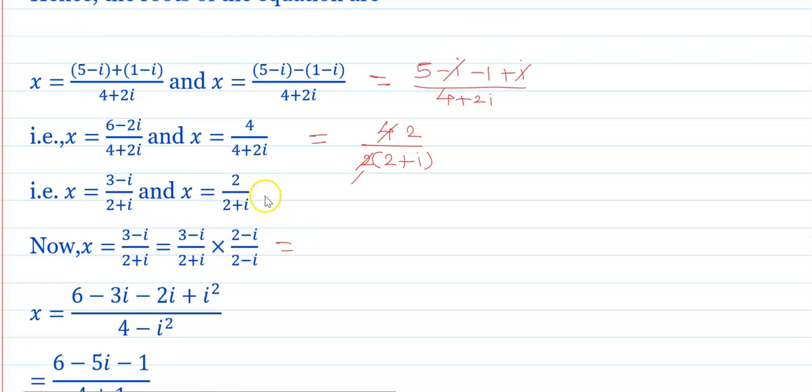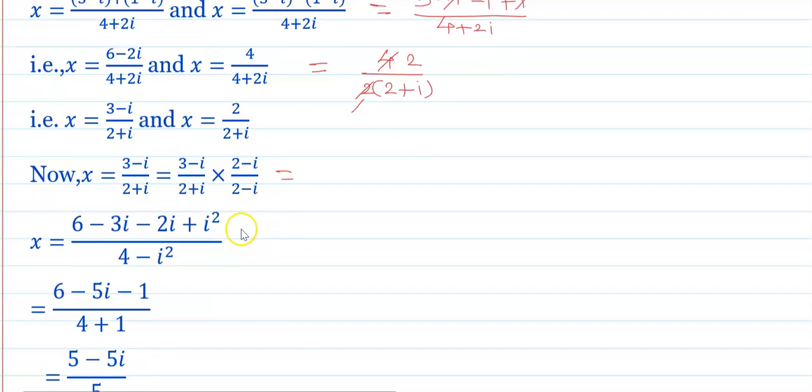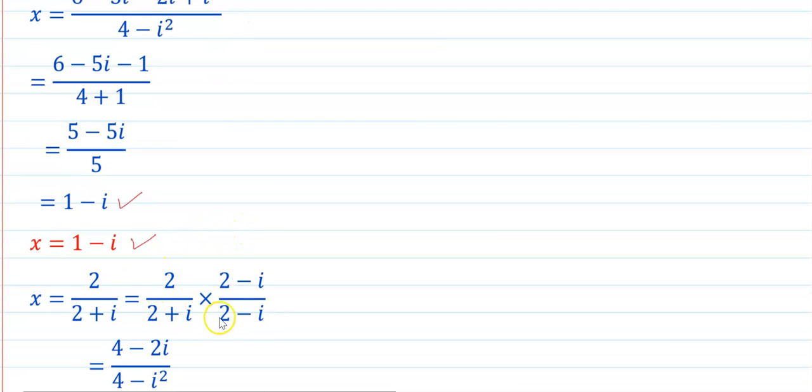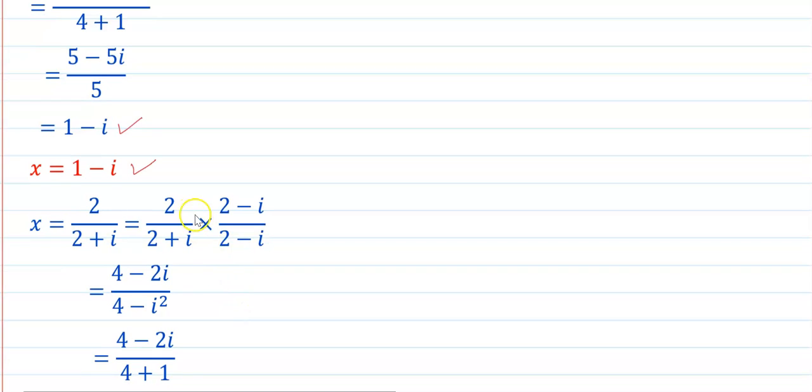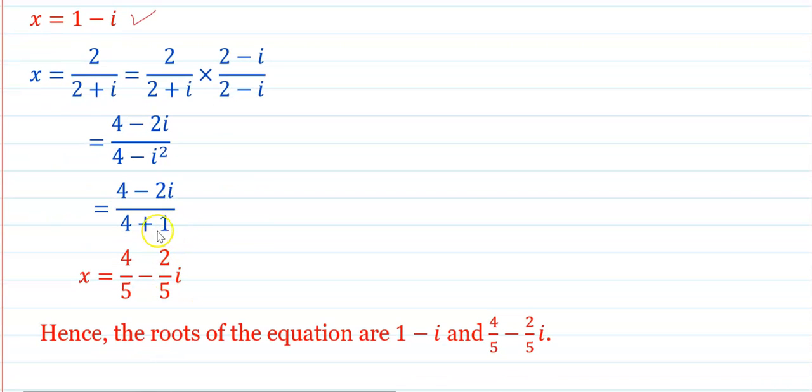Next, x is equal to 2 upon 2 plus i. Again we multiply this by the conjugate, numerator and denominator by 2 minus i. Okay. 2 into 2 minus i: 2 into 2 is 4, 2 into minus i you will get minus 2i. 2 plus i into 2 minus i you will get 4 minus i square. But what is i square? i square is minus 1 and minus that will become plus. Therefore you will get 4 upon 5 minus 2i upon 5. This is the second root. And hence, what are the roots? 1 minus i and 4 by 5 minus 2 by 5 i.